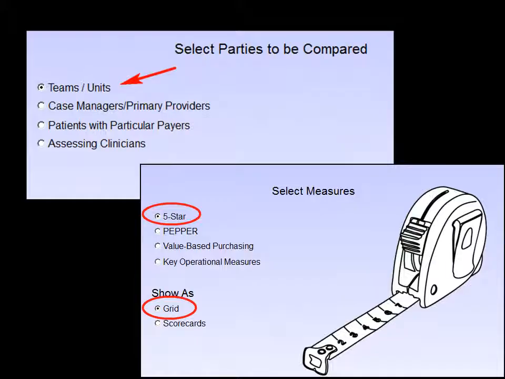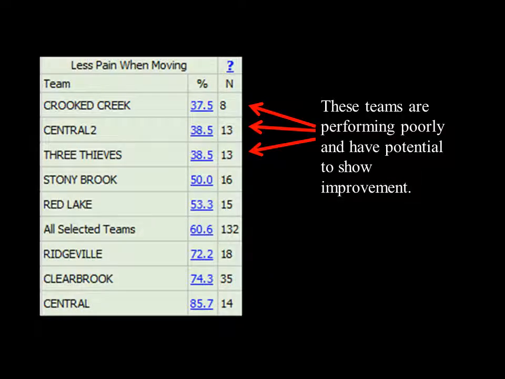From here, I have chosen to compare the performance of my teams on the 5-star scale in order to find more clarity. Here I can readily see that although my agency is showing improvement in 61% of the episodes, we are being buoyed by the performance of Central, Clearbrook, and Ridgeville, whereas the performance in the remaining teams, particularly Crooked Creek, Central 2, and 3 Thieves, is significantly lower.